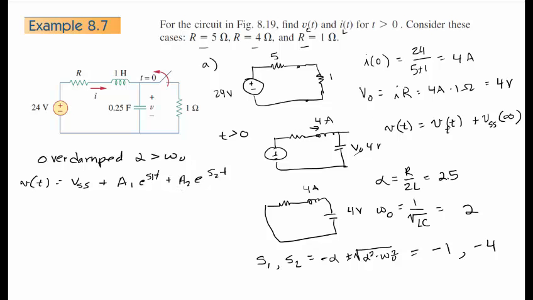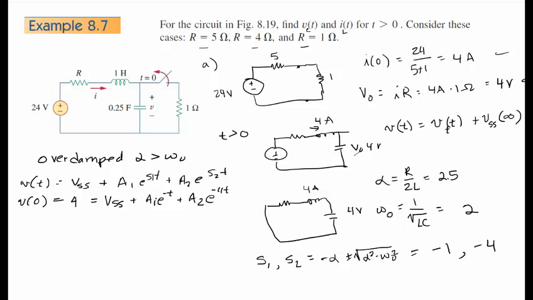So we found these initial conditions right here. We don't have the derivative of the initial conditions, but we can get that here in a moment. So V at 0 equals 4, which we found, which equals this equation at t equals 0. So it's V steady state plus A1 e to the minus t plus A2 e to the minus 4t.